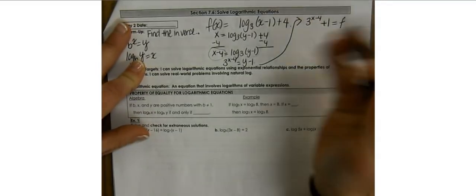Now I'm going to add 1 to both sides. So when I add 1 to both sides, I now have 3 to the x minus 4 power plus 1 is equal to, and since y is alone, I can now write this using inverse notation. So my answer is y equals 3 to the x minus 4 power plus 1. Now, it's very important that you know how to go back and forth in between your forms because that's going to help you in today's lesson when solving these logarithmic equations.